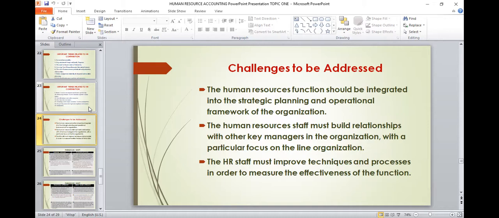The HR staff must improve techniques. You must come up with new techniques and processes. That way you will be effective. That way you will remain effective.